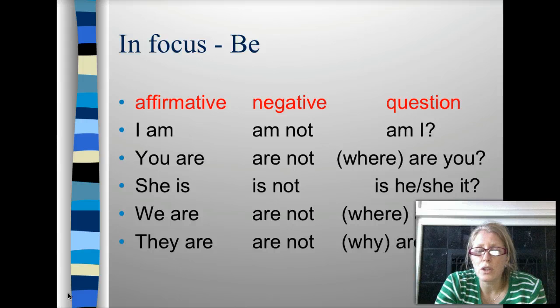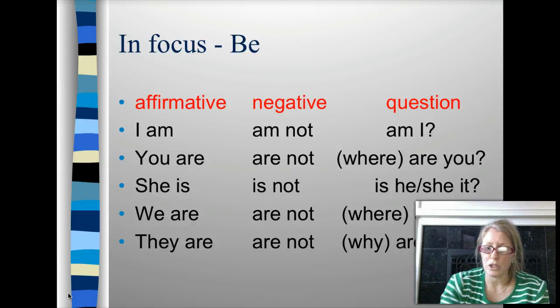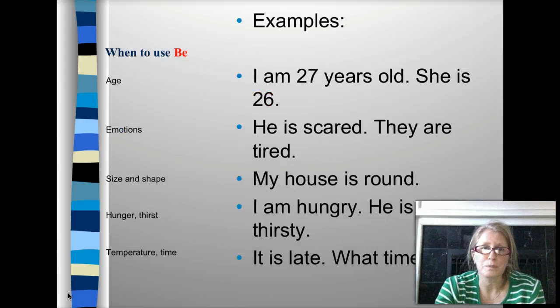And for a question, you put the verb form, the conjugated verb of be, in front of the subject. So who am I? Where are you, for example? Is he, is she, or is it? So why is he late, for example? Where are we and why are they? Of course, those question words may change depending on the situation.